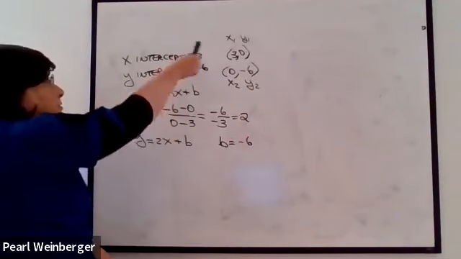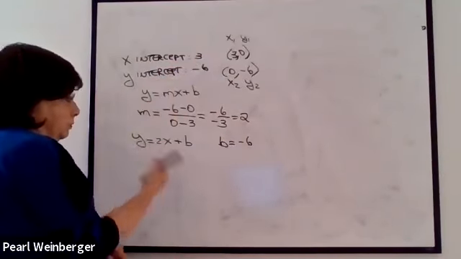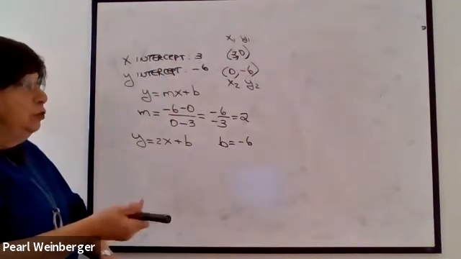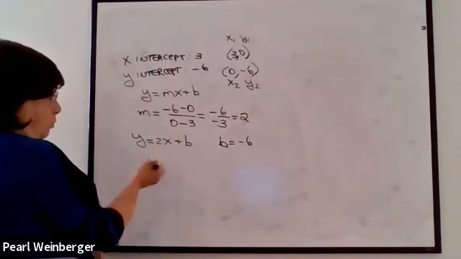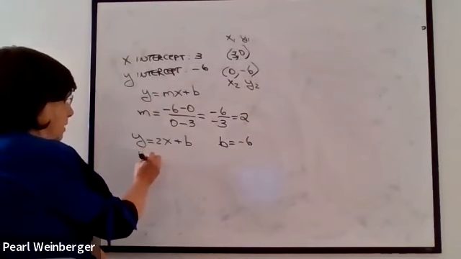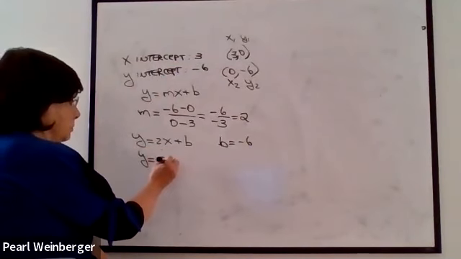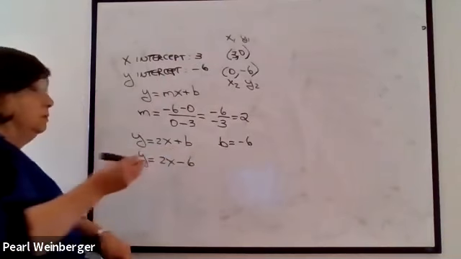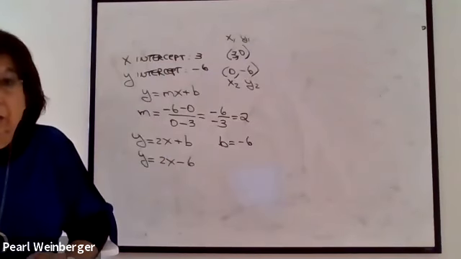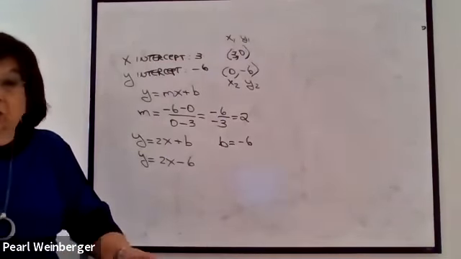I could have stuck in either one of the points and it would have worked out, but I don't even have to do that work because they told me what the y-intercept is. So my equation of a line is y equals 2x minus 6. So notice what we did.